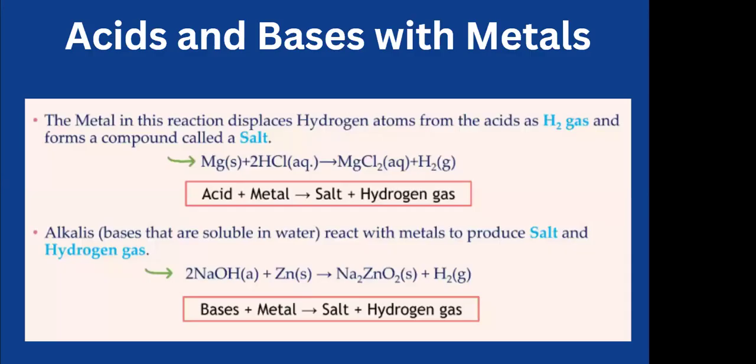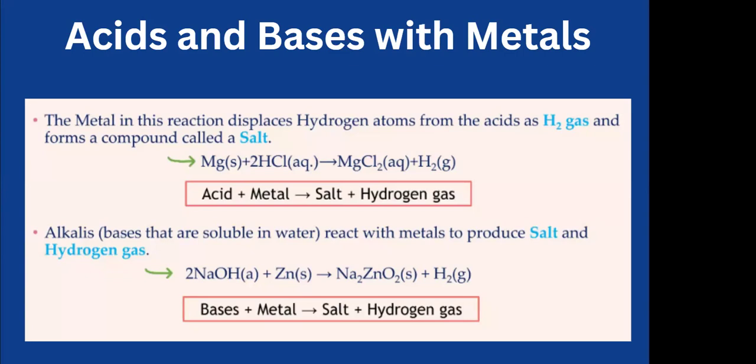So here is the first reaction, acids and bases with metals. In the very first reaction, the metal is magnesium. Mg is magnesium, and the S in the bracket indicates that it exists in a solid form. Whatever is written in the bracket in the reaction is the state of that particular substance which we are going to use to perform our reaction.